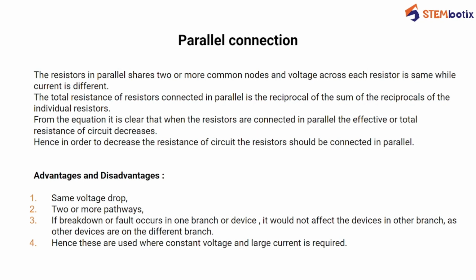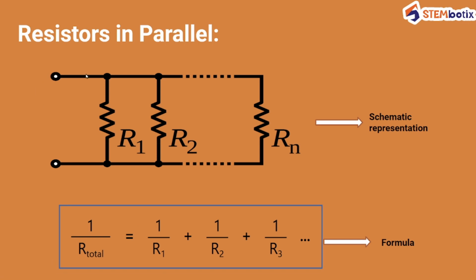The resistors in parallel share two or more common nodes, and the voltage across each resistor is the same while the current is different. Now, if current is coming from this particular node, then it has two different paths to go through, right? Hence each and every resistor has a different value of current. Hence in a parallel connection, each of these devices has a different value of current, but they have the same voltage drop across them. So in R1, R2 and R3 the current will be different, but the voltage drop across them will be the same.